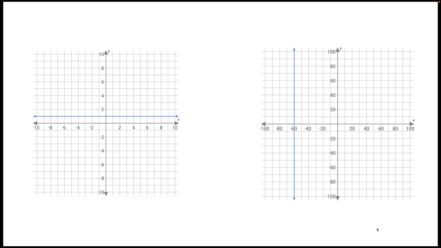Okay, now that you've had time to work these problems, let's check your solutions. For the first problem, this line crosses the y-axis at 1, so your answer is y equals 1. And for the second problem, this line crosses the x-axis at -60, so your answer is x equals -60.